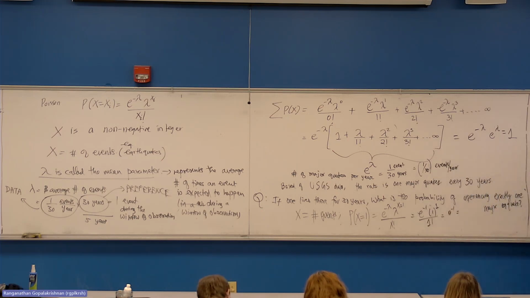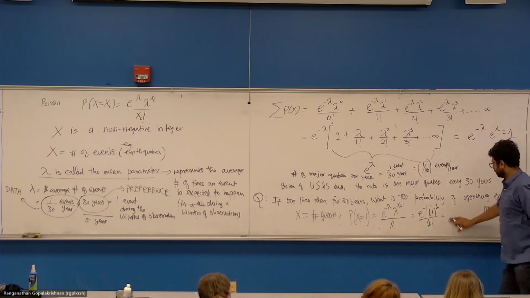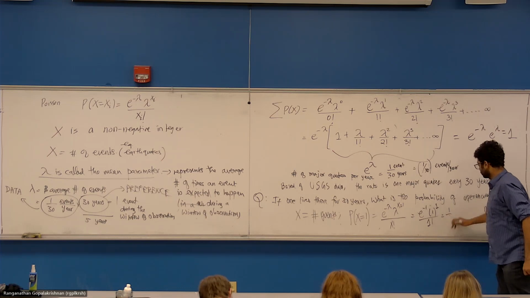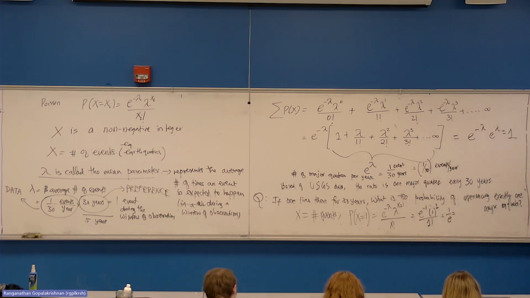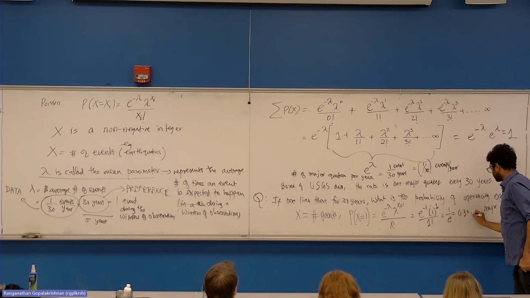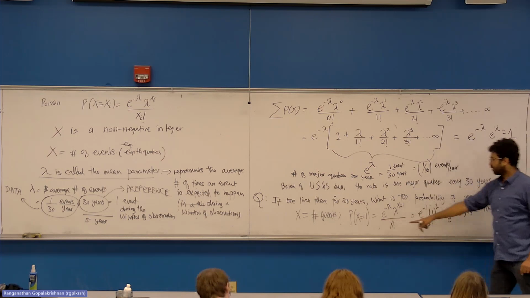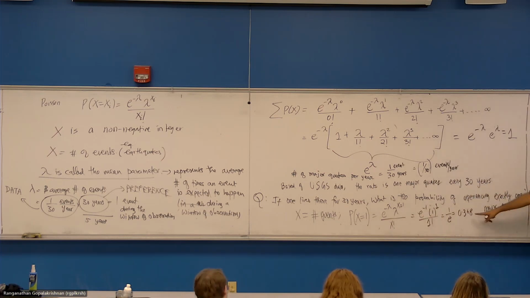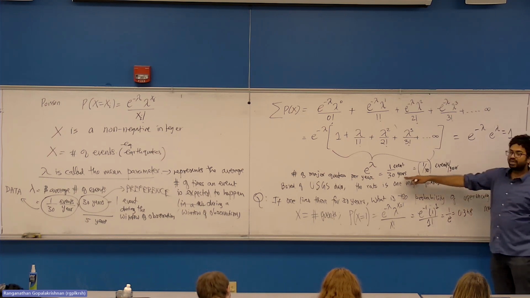How much is 1 over e? You can use your calculator to tell me what is 1 over e. Is it 0.37? 0.368? Okay, 0.368. So the probability of experiencing exactly one earthquake is 0.368. If you want to put it in words, there is a nearly 37% chance that you will see one earthquake if you lived in a zone where the rate is roughly one event every 30 years.